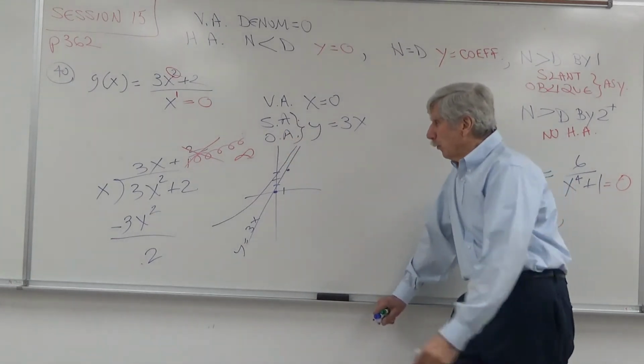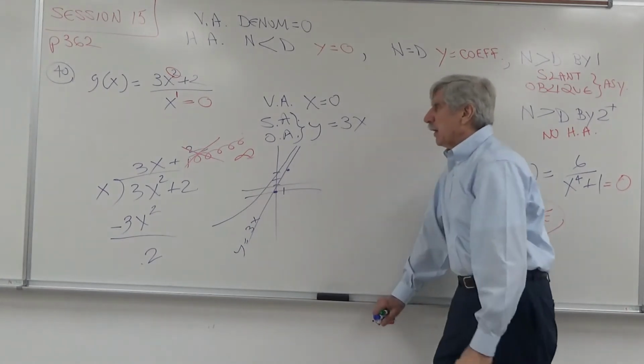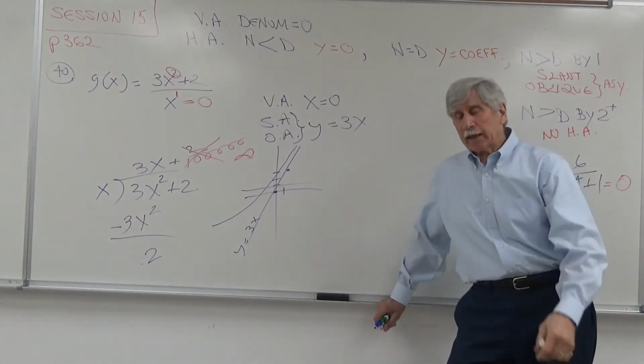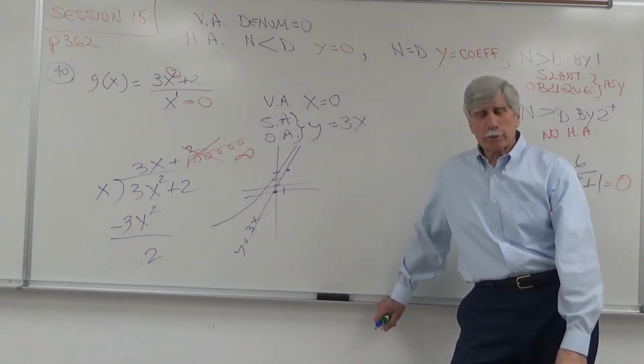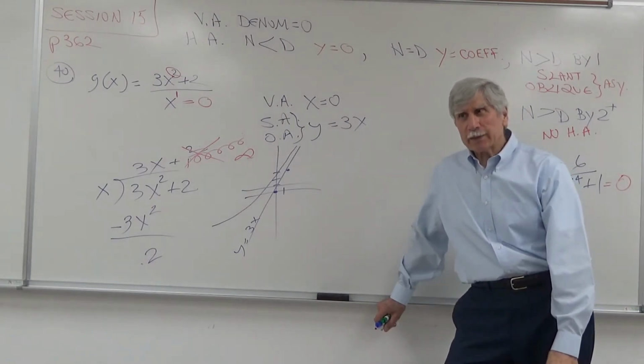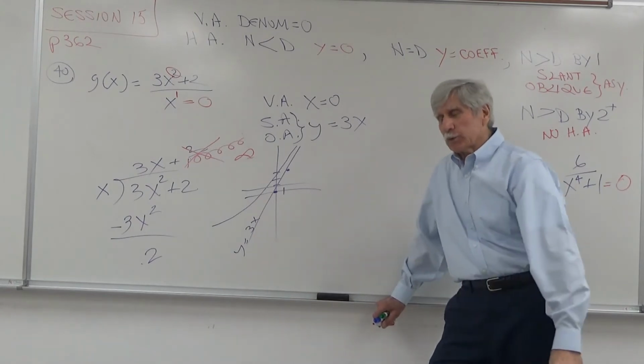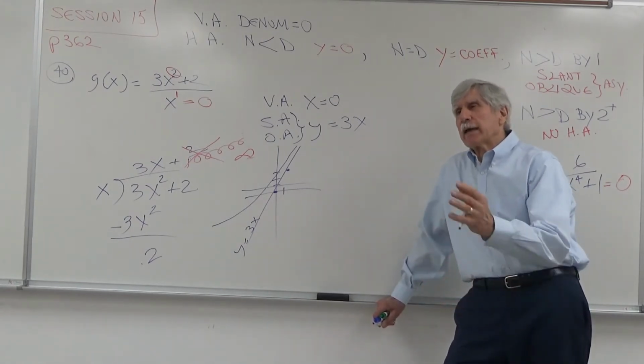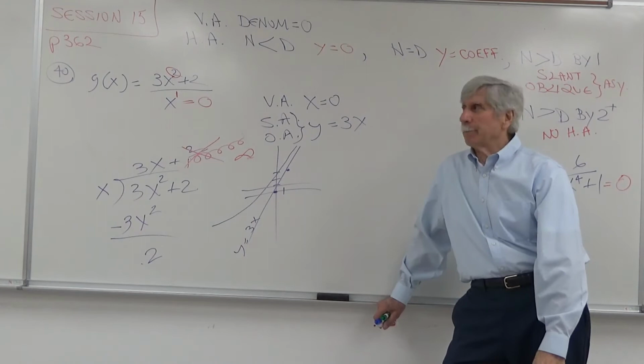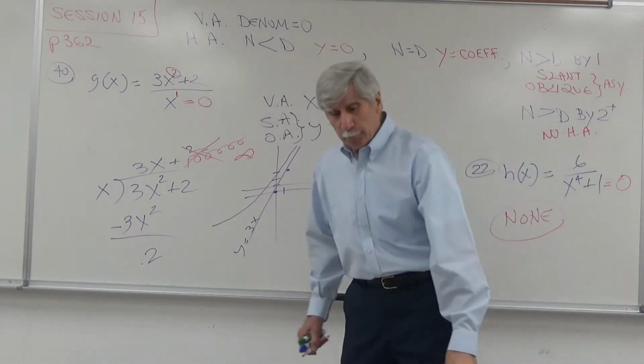There isn't any horizontal asymptote. Horizontal will be something like this, and we either have a slant or oblique one, but we can't have that in conjunction with horizontal. If it's horizontal, it's horizontal. If it's slant, it's slant. It's not both. Okay, that should do for number 14.